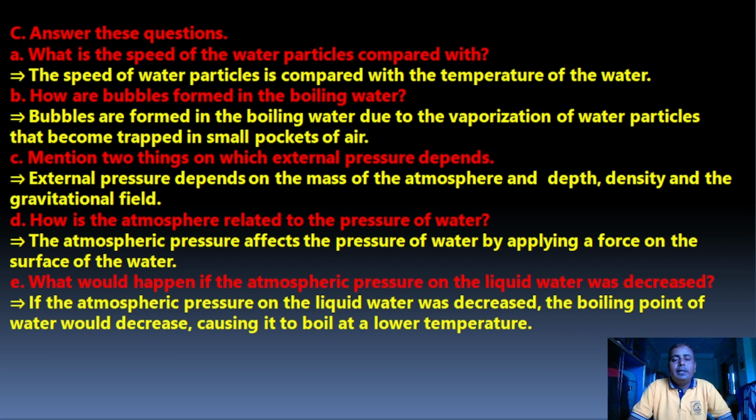What would happen if the atmospheric pressure on the liquid water was decreased? If the atmospheric pressure on the liquid water was decreased, the boiling point of water would decrease, causing it to boil at a lower temperature.